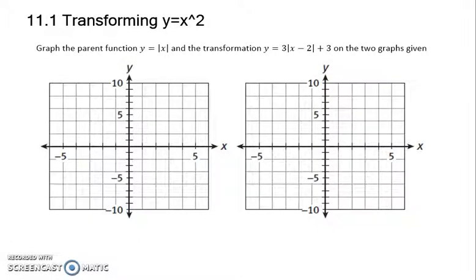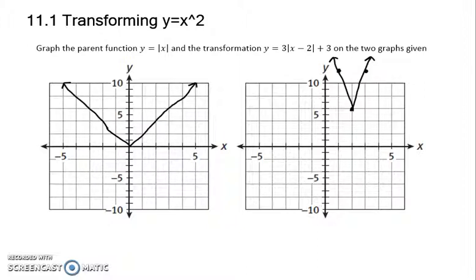Alright, today we're going to start talking about 11.1, graphing and transforming y equals x squared. But before we start looking at that, let's take a little trip down memory lane and look at the graphs of y equals absolute value of x and its transformation y equals 3 times the absolute value of x minus 2, plus 3. So go ahead and graph those on the two graphs that are given below. Go ahead and pause the video, and then in about 2 or 3 minutes we'll go over the answer.